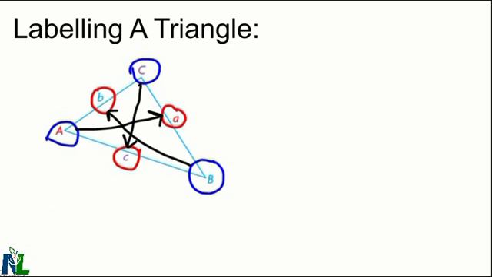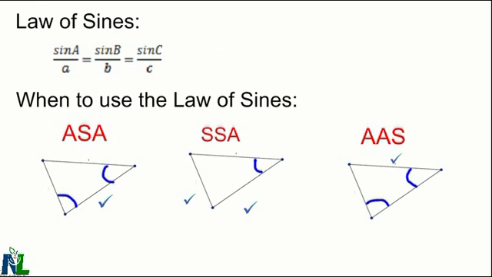So now let's look at our law of sines. Our law of sines, the formula, which would be given to you on any piece of evaluation, is the sine of angle A divided by side length A is equal to the sine of angle B divided by side length B, which is equal to the sine of angle C divided by side length C.